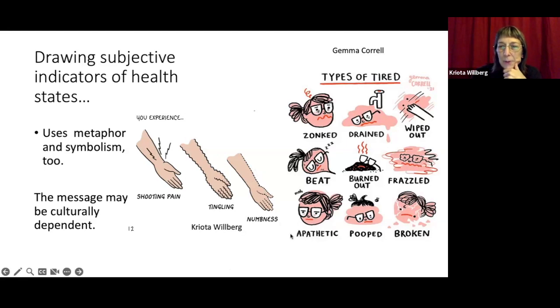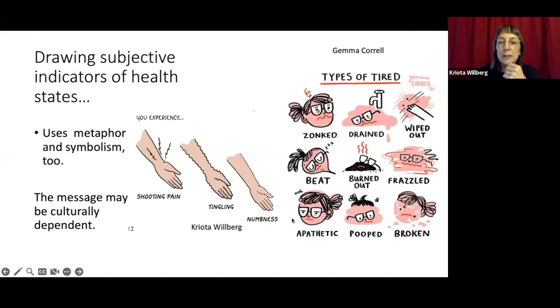She has this great Types of Tired page, and she's using metaphor. And of course, tiredness, exhaustion is mostly a subjective state. But she has some really great metaphors here and symbolism. So zonked, drained, that's quite a metaphor. Wiped out, she's using these terms literally, which I really love. Beat is cracking me up because it's also a pun.